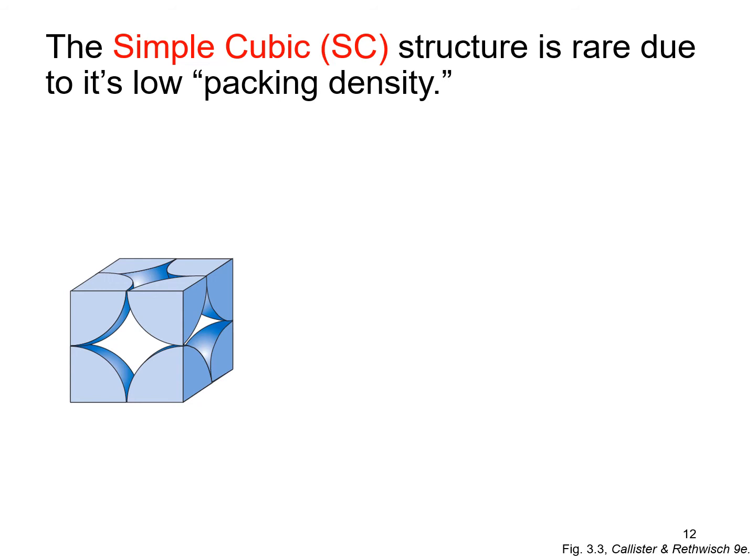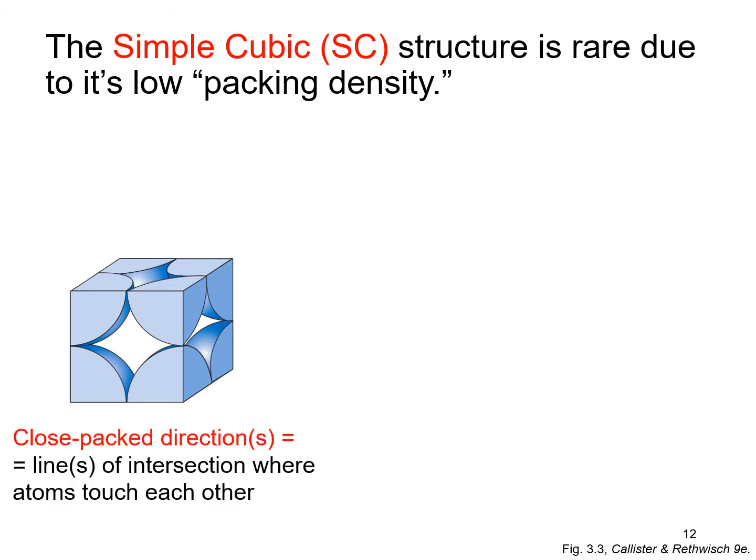First of all, let's let the atoms remain the spheres, just like we said, and assume that they are solid spheres. We use this model to define our first term, the close packed direction. The close packed direction is the line of intersection where atoms touch each other. So we ask ourselves, where in this model are the atoms touching? They are touching along the cube edges, and so these cube edges represent the close packed directions.